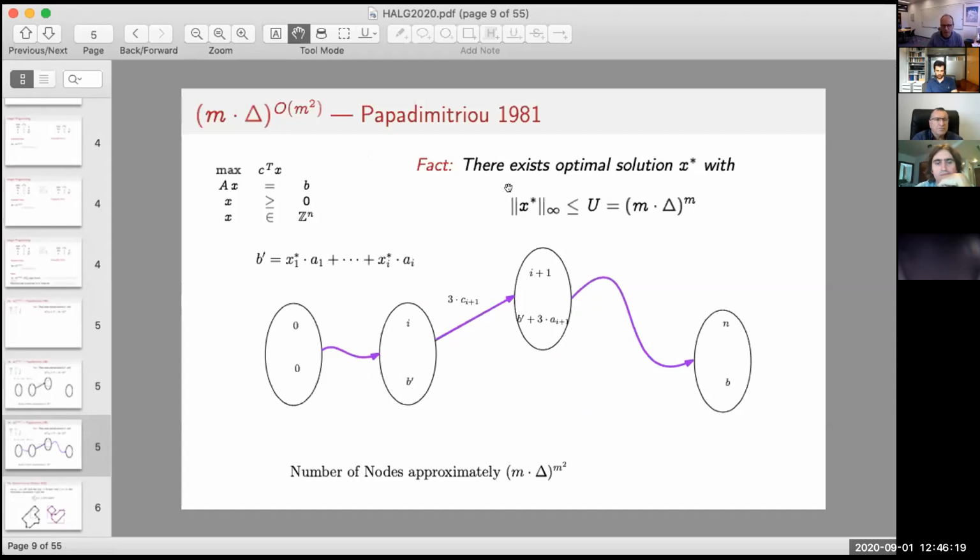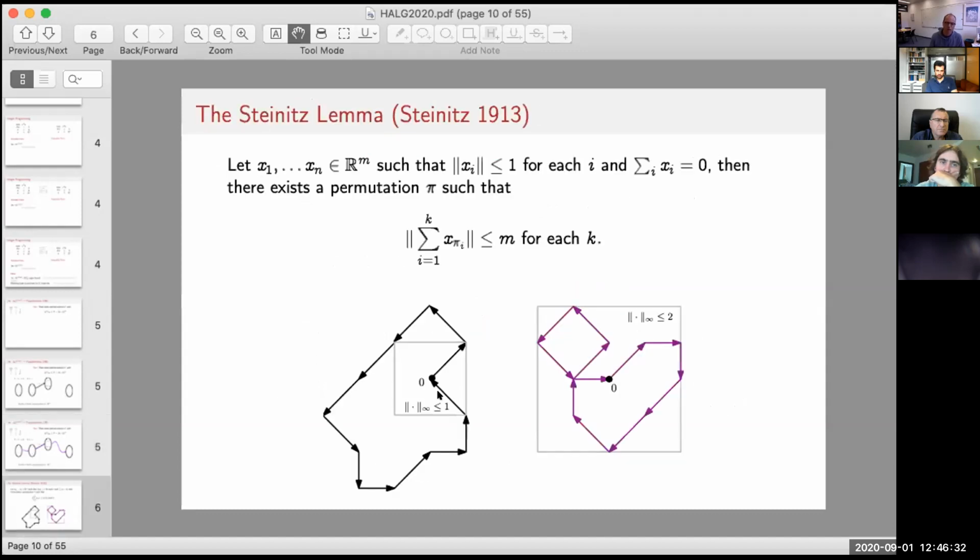So the state space of this dynamic program is essentially m times delta to the m squared. And how can we get rid of this? How can we compress this, potentially losing some information? I'll come back to this later. But the key here is the so-called Steinitz lemma.